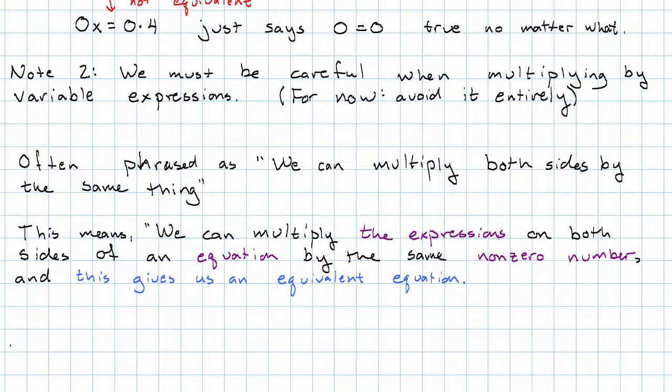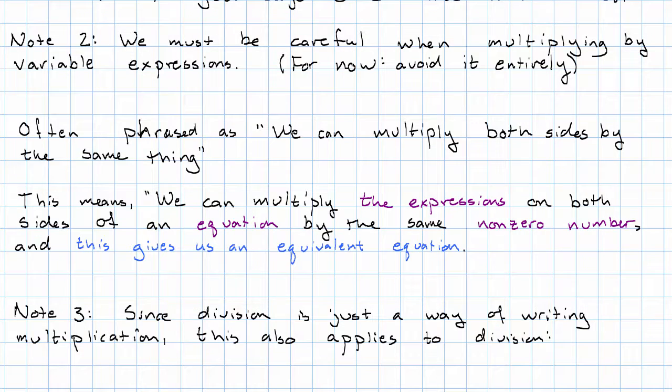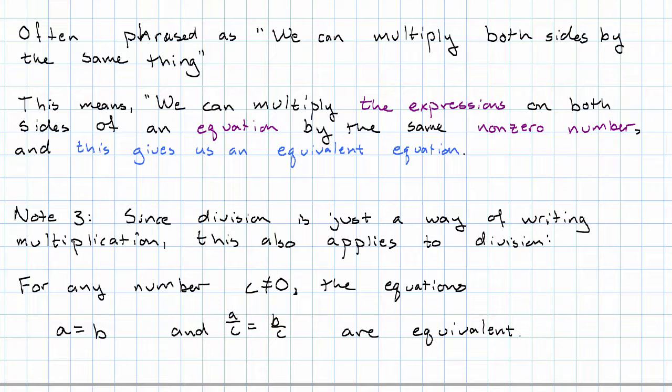One more note. Since division is just a fancy way of writing certain multiplication, this property also applies to division. For any number c that is not 0, the equations a equals b and a over c equals b over c, those are also equivalent. The restriction that c not be 0 is a little bit more obvious in this case, since dividing by 0 doesn't make any sense at all.